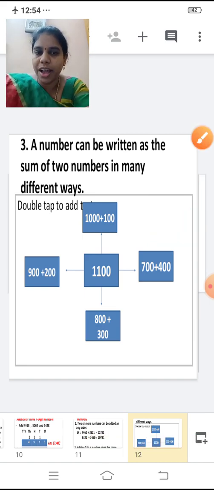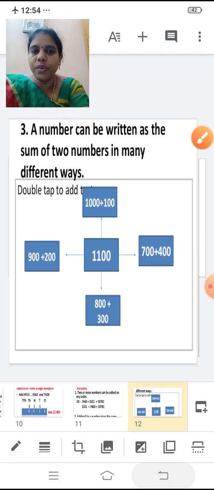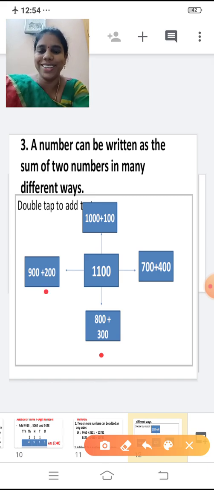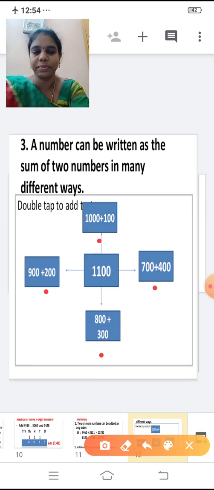So I am taking the number 1,100. 800 plus 300 is 1,100. 900 plus 200 is 1,100. 700 plus 400 and 1,000 plus 100 is also 1,100.